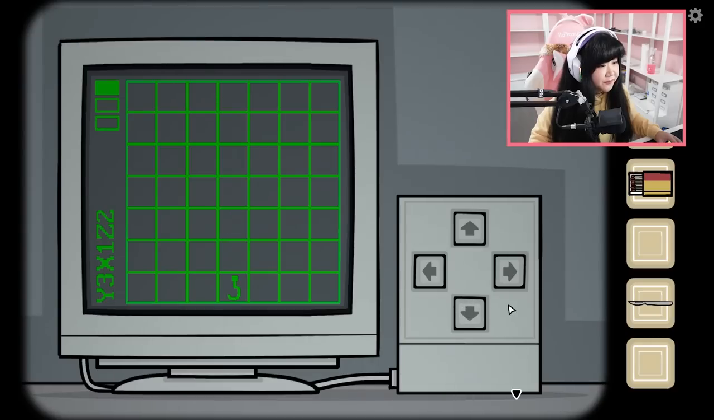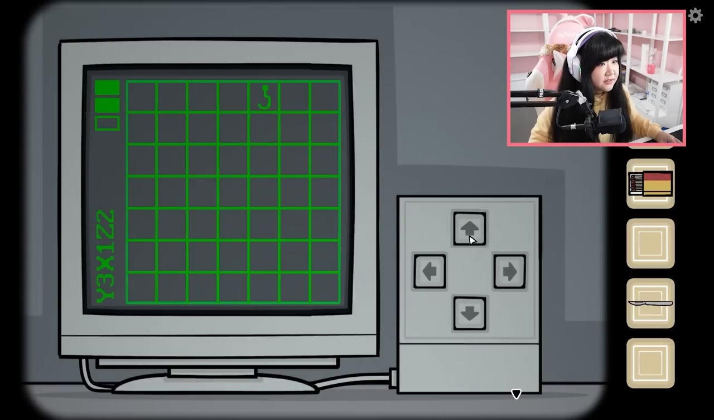Right three. Should be in the bottom right corner. Yep, I got the second one. All right, left three. Up one. Right one. Up five, all the way to the top.